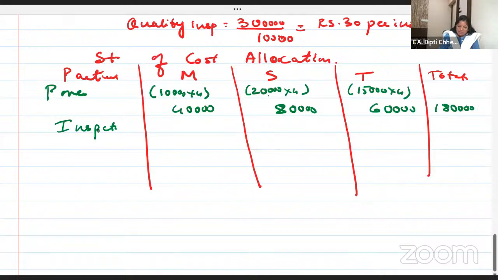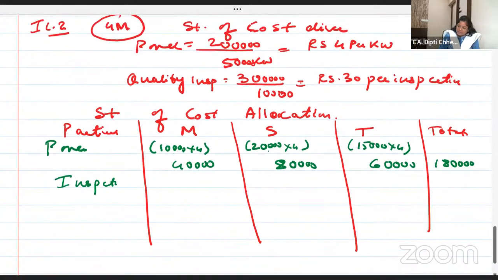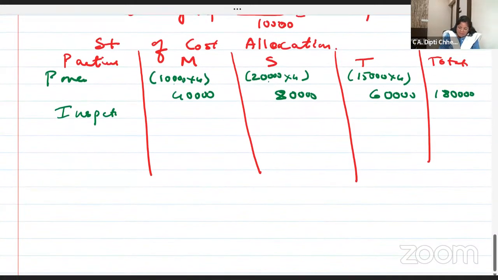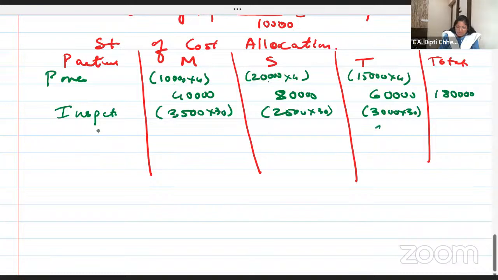Inspection cost. Inspection cost is 30. And how many inspections are there? 3,500 into 30. 2,500 into 30. 3,000 into 30. So this is 90,000, 75,000. You can also do this work in the exam if you are confident you can do it without a calculator.